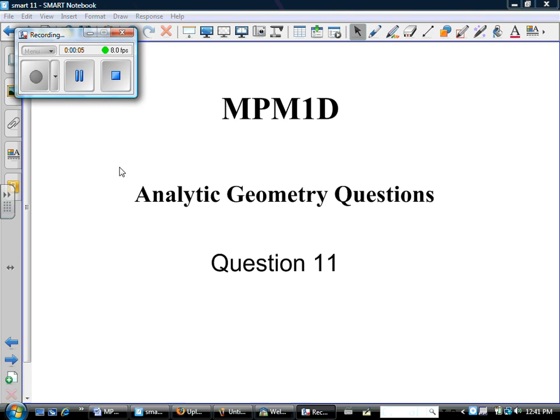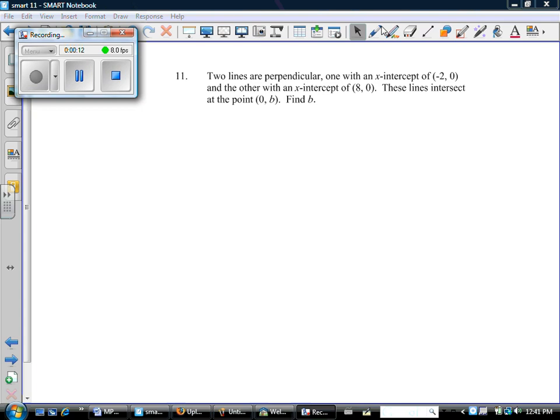We're looking at the Grade 9 Academic Analytic Geometry Summative. This is question 11. The question says, two lines are perpendicular. One has an x-intercept at (-2, 0), and the other has an x-intercept at (8, 0). We're also told that these lines intersect at the point (0, B). Find B. So B is obviously some unknown number. It could be 6 or 12 or 180, and we have to try to figure out what B is.